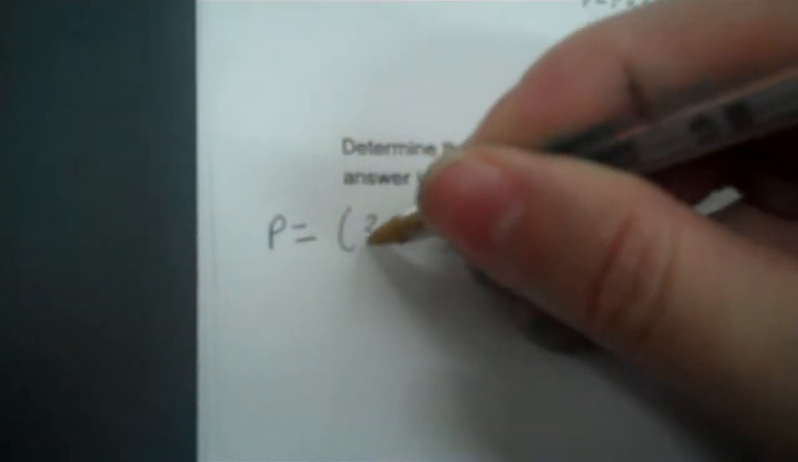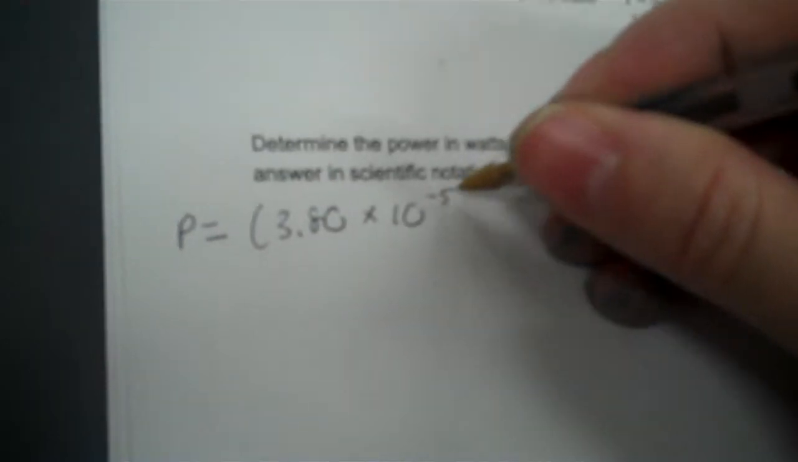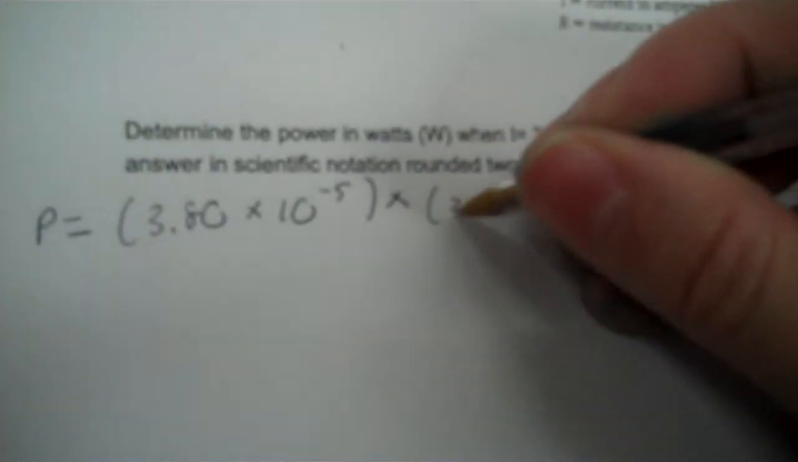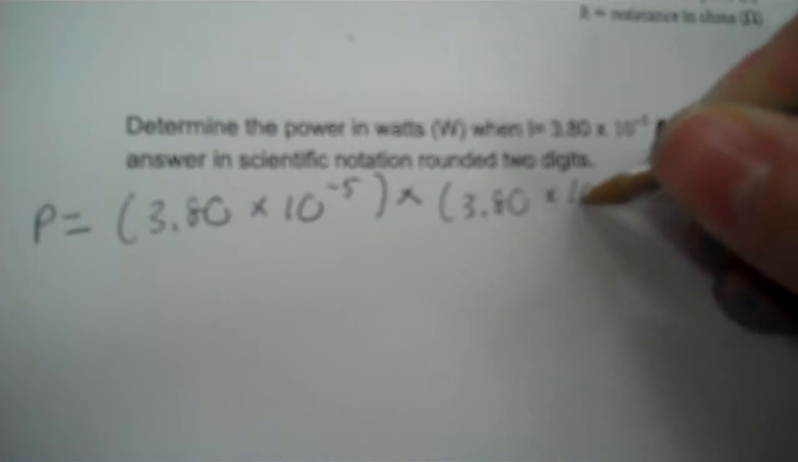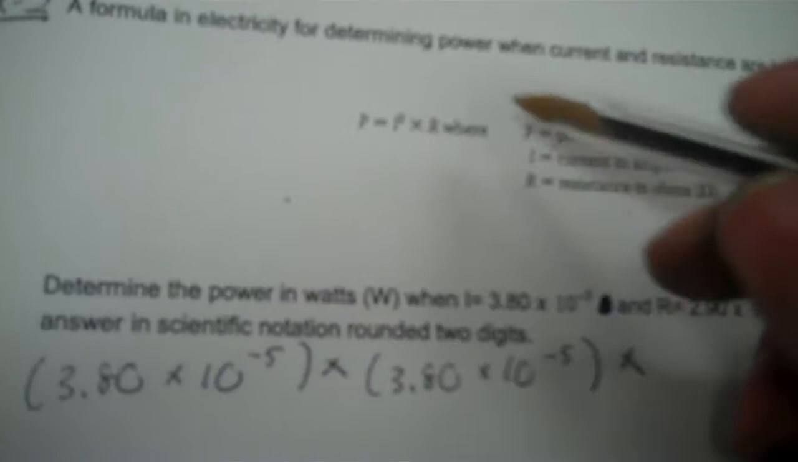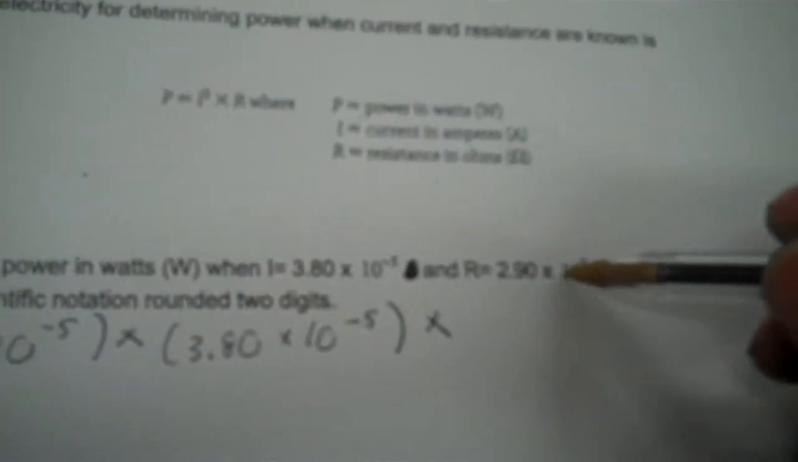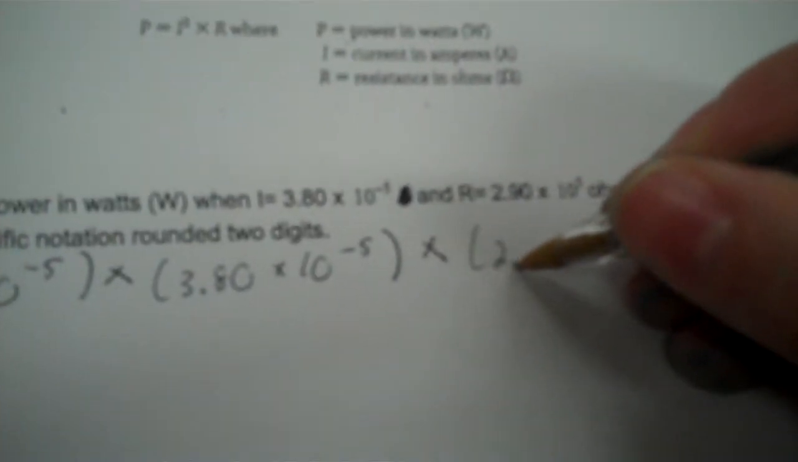So first you have to replace the variables. So I to the second, I is a scientific number, so what you're going to do with the I to the second is you're going to write 3.80 times 10 to the power of negative 5, but then you're going to write multiplication, and then you're going to write it twice because the I is to the second power. Okay, and then times R. R is not to the second power, so we just write that scientific number out once.